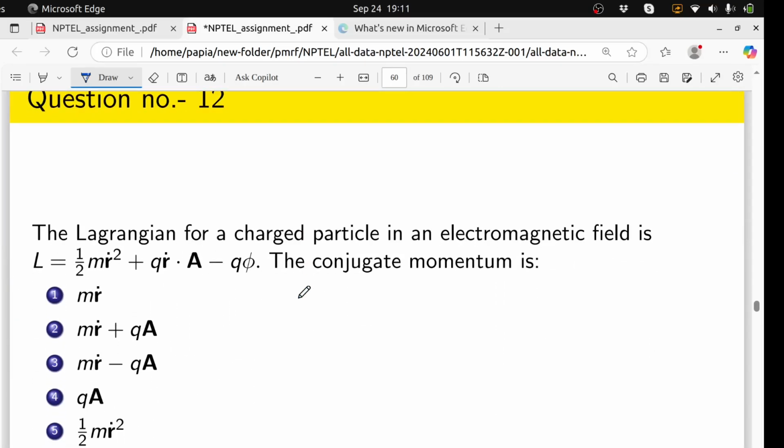Okay, now coming to the next question. The Lagrangian for a charged particle in an electromagnetic field is L equals half m r dot square plus q r dot dot A minus q phi. The conjugate momentum is what?